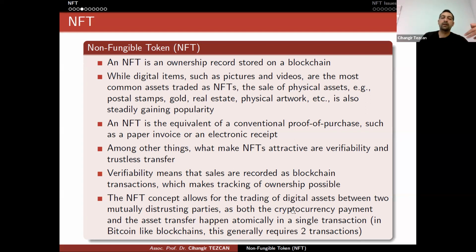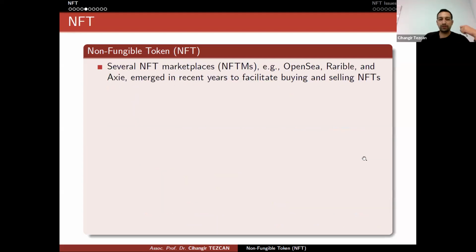So this is why NFTs are sold in the Ethereum-like blockchains instead of Bitcoin-like blockchains. Okay. Several NFT marketplaces, which I shorten as NFTMs, for example OpenSea, Rarible, Axie, or Foundation, emerged in recent years to facilitate buying and selling NFTs. You can create the NFT yourself and sell it yourself, but these marketplaces help you do it because not everybody is capable of writing a smart contract, right?